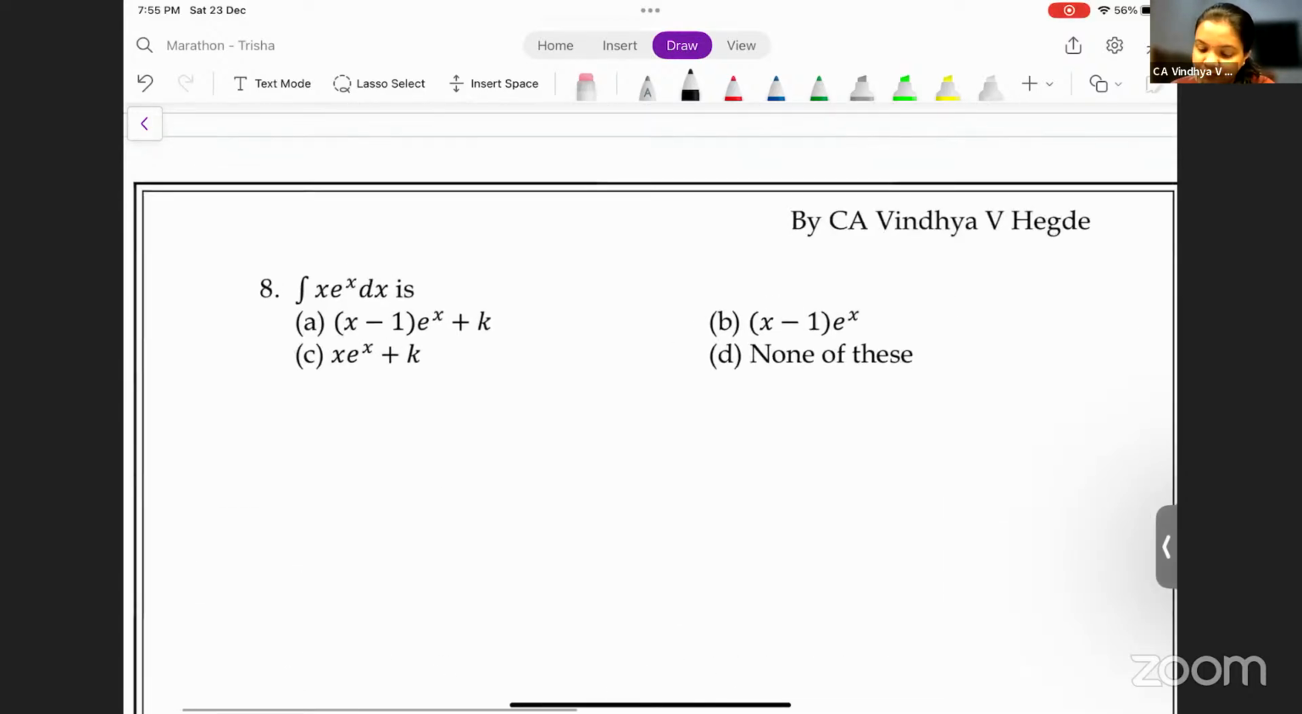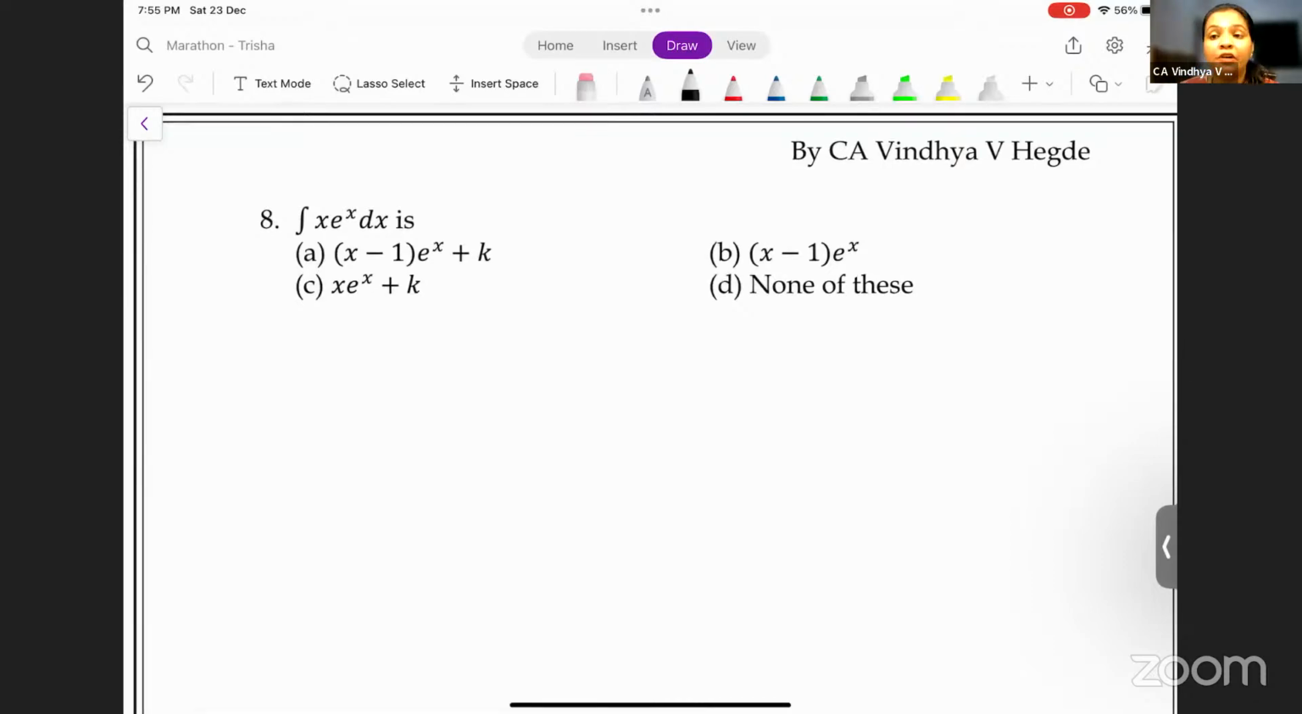Next question. Integration of x into e to the power x. Now see here, two functions are multiplied, so integration by parts is applicable. When integration by parts is applicable, you have to follow the LAE method. Log is not there. Next is A, that is algebraic, which is x. So our u is going to be x and our v is going to be e to the power x.